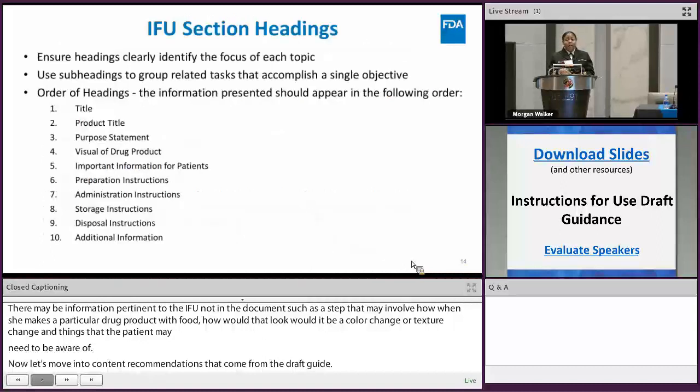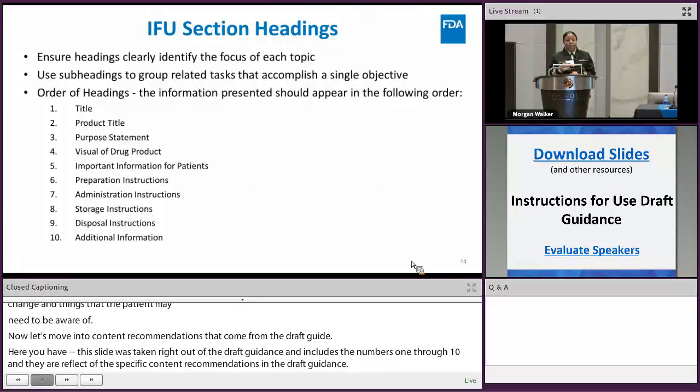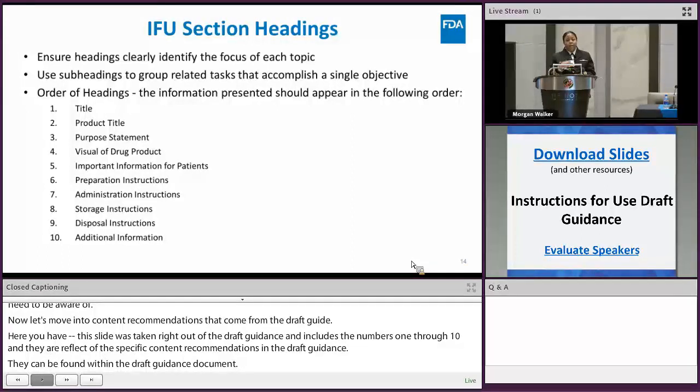The IFU sections are listed here, and we also have them here with respect to the previous slide, in the order that the headings should be presented within the IFU. And I will be discussing each one of these headings in the subsequent slides.